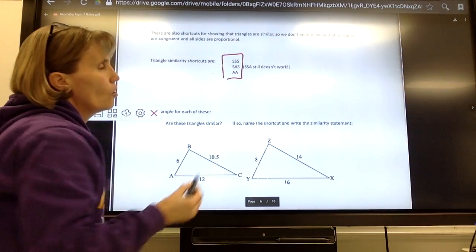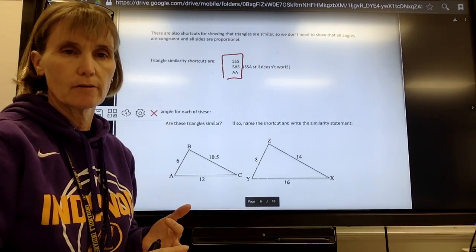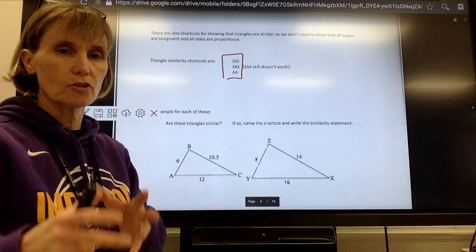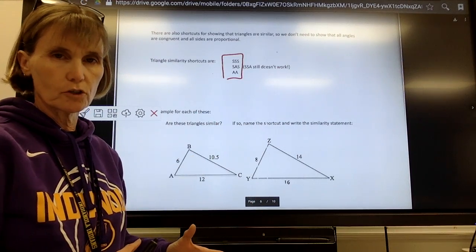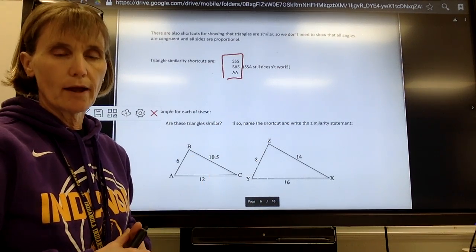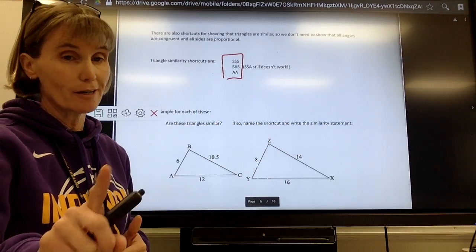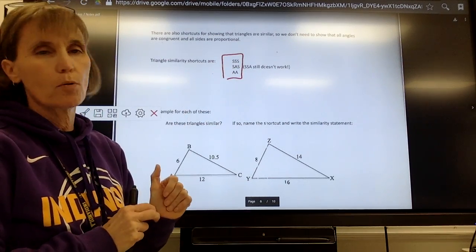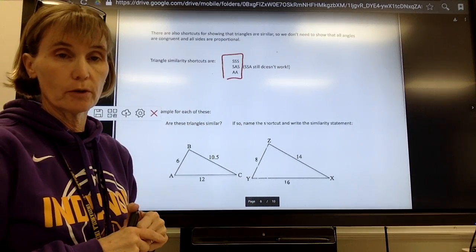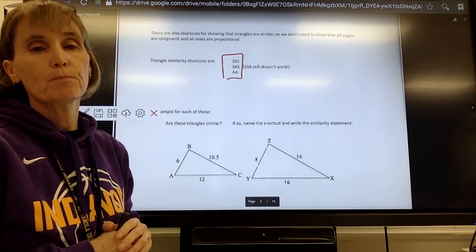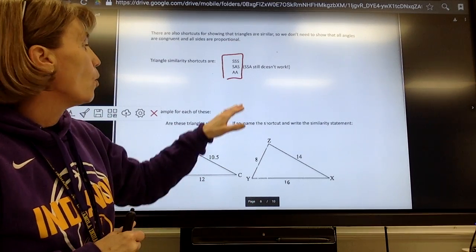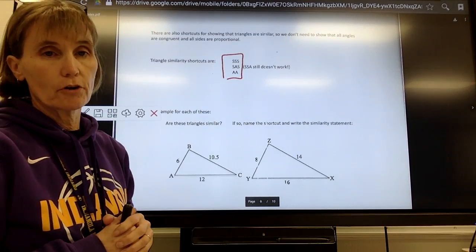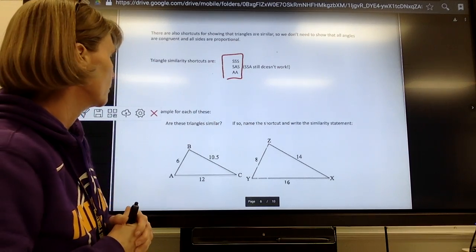Right here, we have side, side, side. If we can show that all 3 sides of the triangles are proportional to each other, then we'll have similarity. Not congruence, similarity. If we can show that 2 of the sides are proportional and 1 angle is congruent, side, angle, side, we will have similarity. Or if we can show that 2 angles are congruent, we will have similarity.